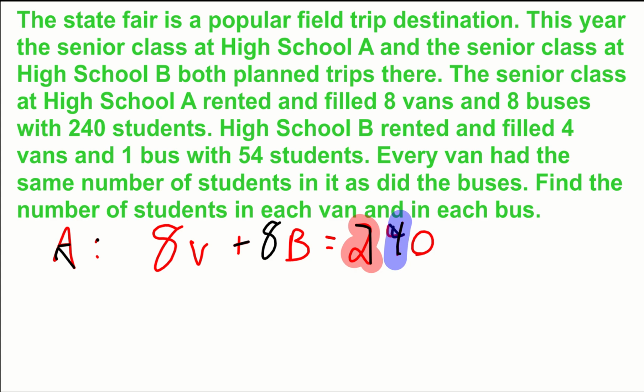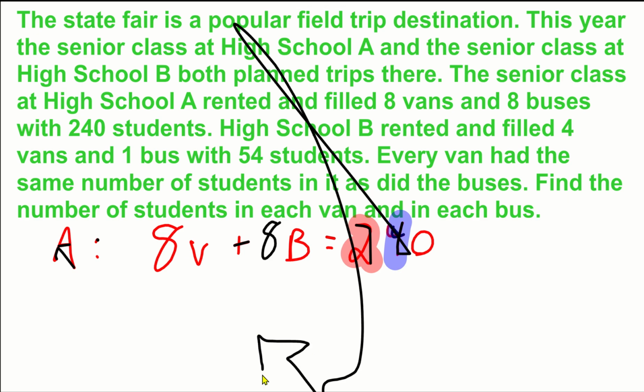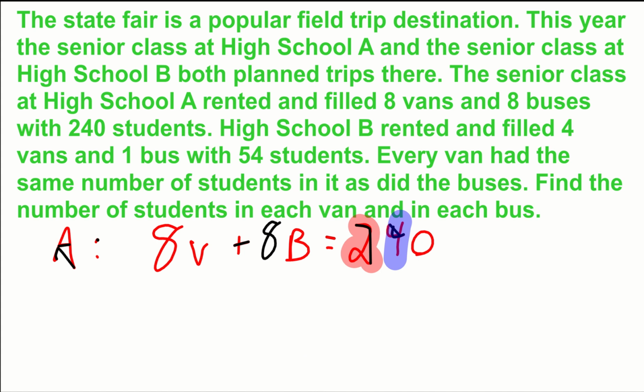For school B, we got 4 vans and 1 bus, and we got 54 students. All right, everybody good with how I got those 2 equations? Any questions on that?